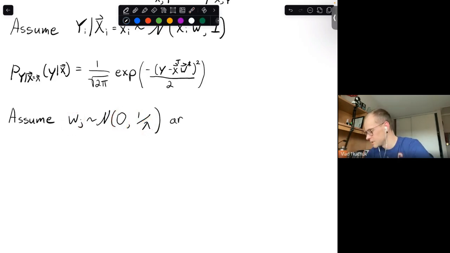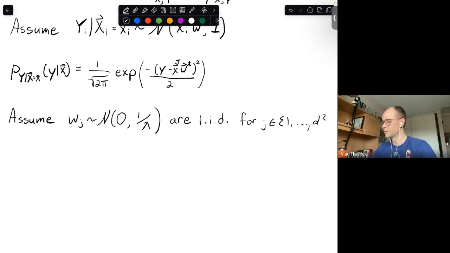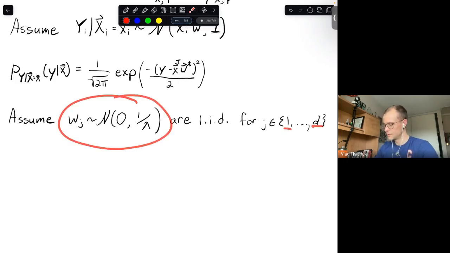So we're going to assume each one of these is also IID. Each one of the indices of the weights is IID. And this is for j not from 0 to d, but just from 1 to d. So you're going to assume that the parameters for all indices from 1 to d have this normal distribution.